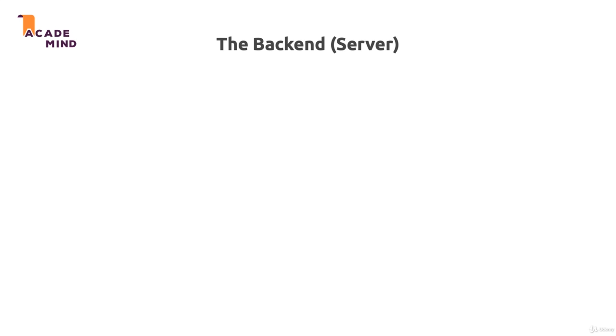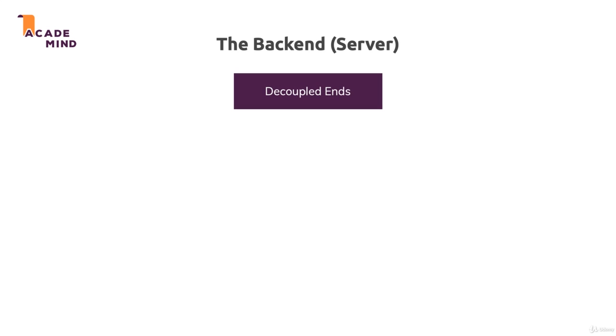If we dig a bit deeper into the backend, of course we have to keep in mind what I explained earlier, that we have decoupled ends, which means we have the front end powered by React with the backend powered by Node-Express. And then we also have the database server with MongoDB. Now, because of that decoupled ends thing, our backend is built as an API, which stands for Application Programming Interface.